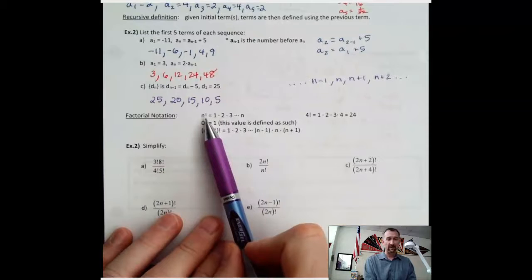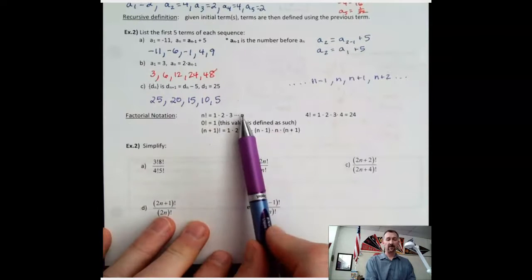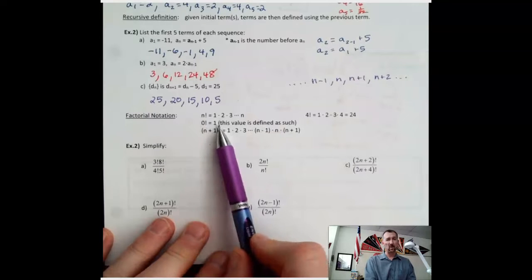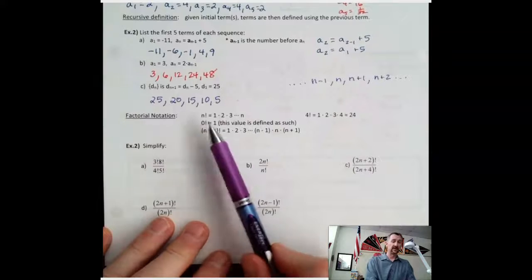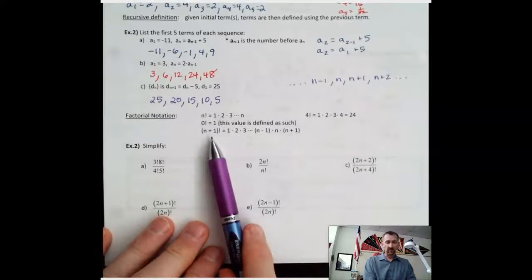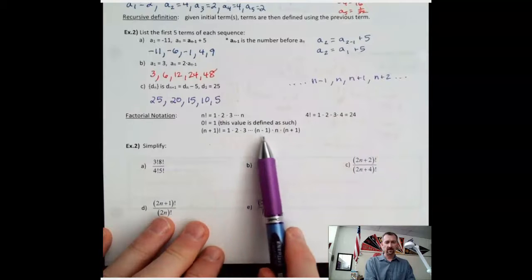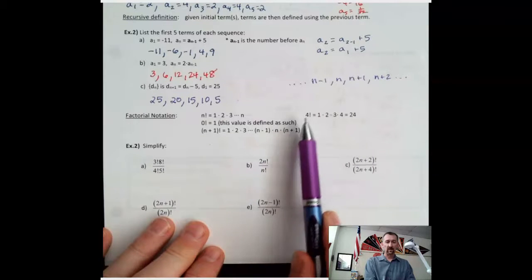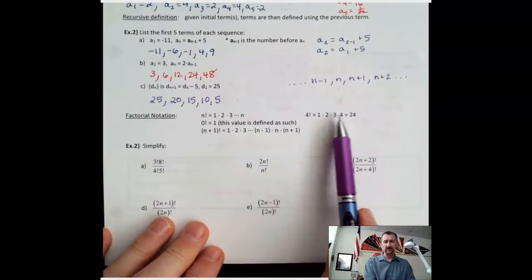The exclamation point in math means factorial. It means that you're going to multiply all the factors out up until that number. 0 factorial is defined as 1. It doesn't really come up much, but if it ever does, it's 1. And if we want to write n plus 1 factorial, we would go to that. 4 factorial is 1 times 2 times 3 times 4, or you could say 4 times 3 times 2 times 1.